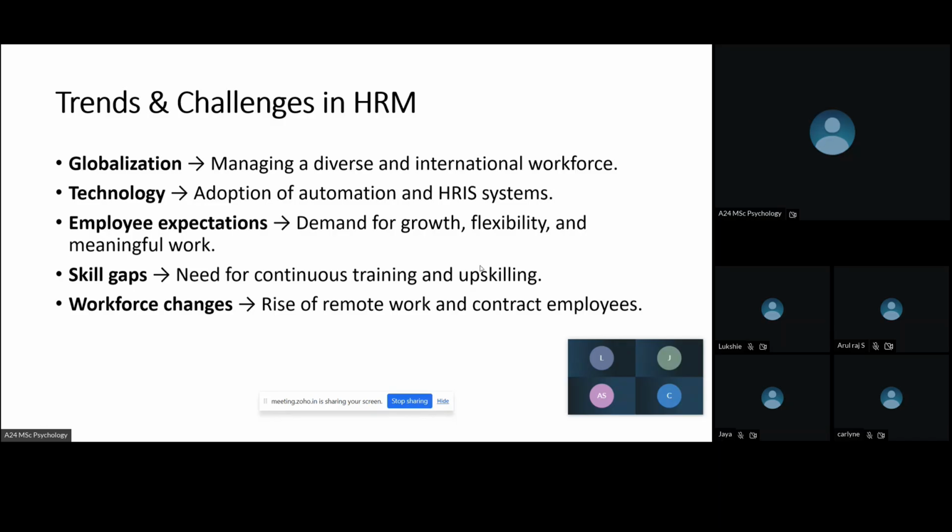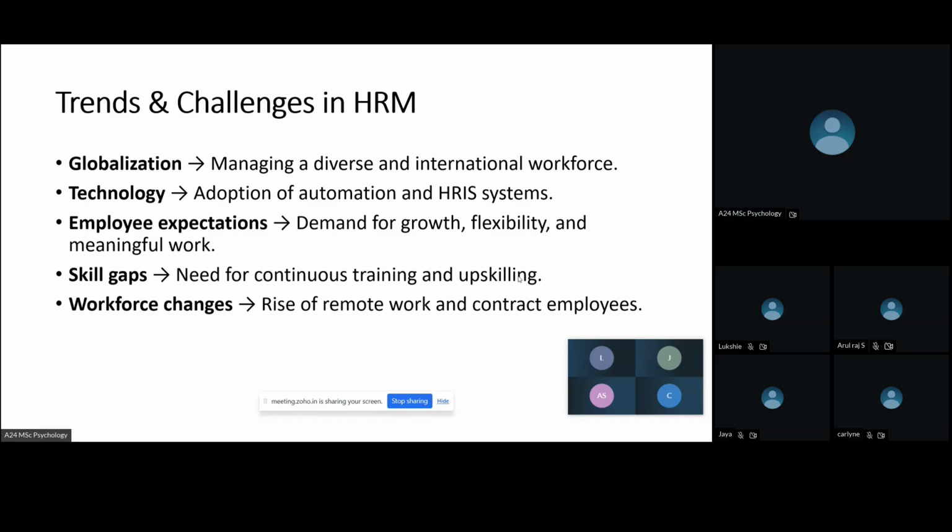And then employee expectations. Nowadays, expectations from employees are very, very high, especially in corporate or IT field areas, where they demand growth, they demand flexibility. As I was saying, flexible working hours they are demanding, and they are also demanding meaningful work. They just don't want to do monotonous work all day long. They want to achieve something in their work. They want to do meaningful work. So these are some challenges that are faced by human resource management.